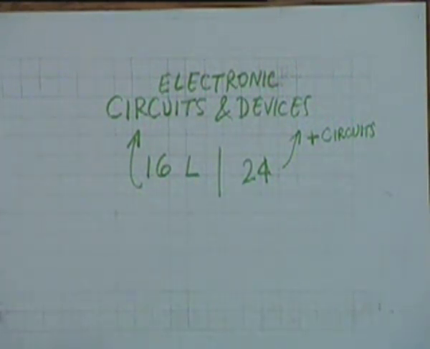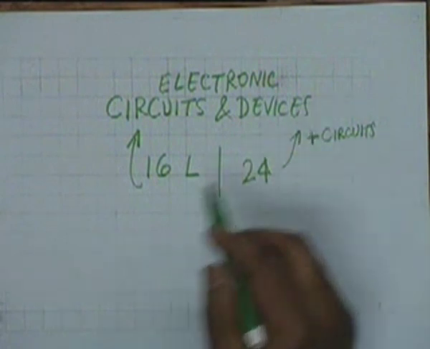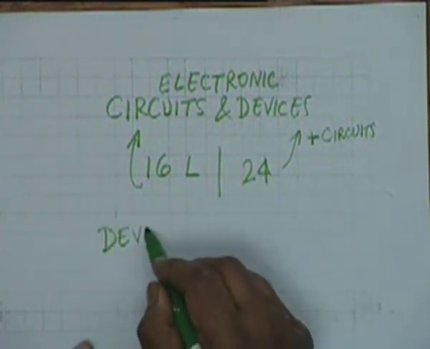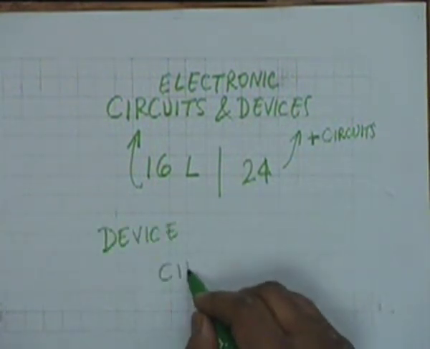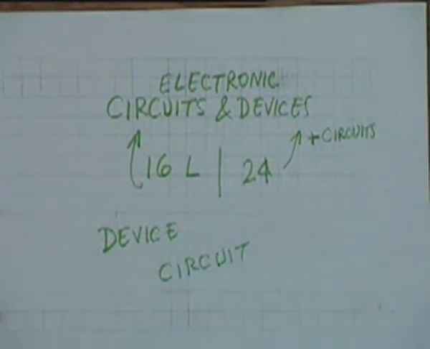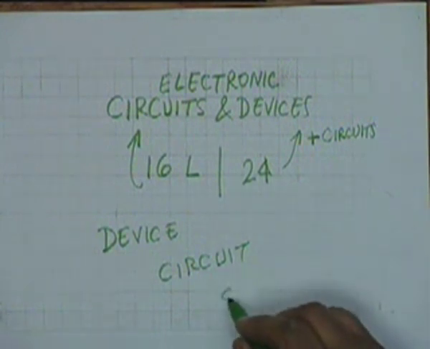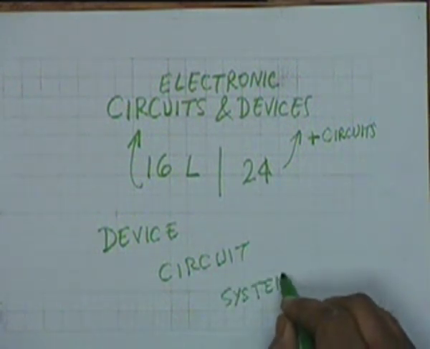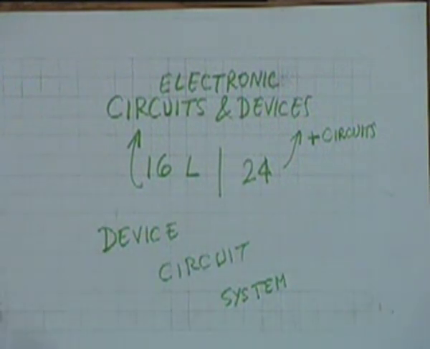To be able to follow the course, we must understand what these terms mean. These terms like device, circuit, and then often there shall be a term called system. We should also understand what is electrical engineering. At least have a broad idea of what is electrical engineering.